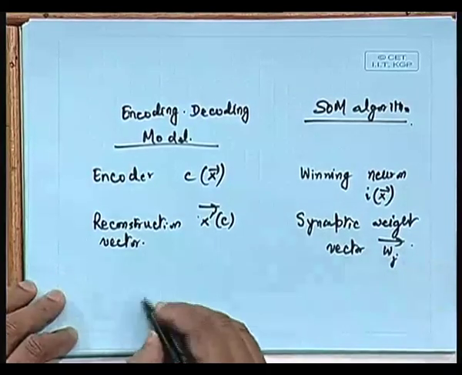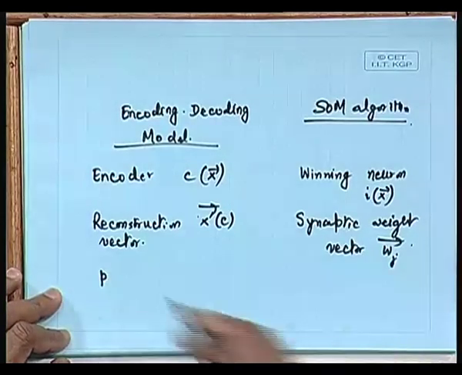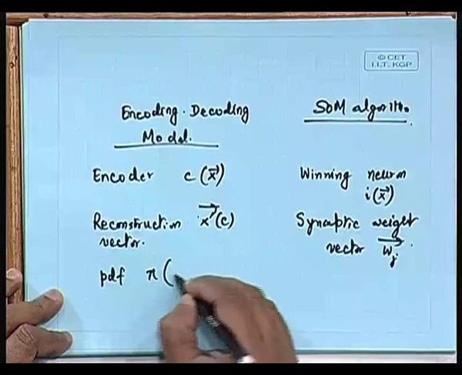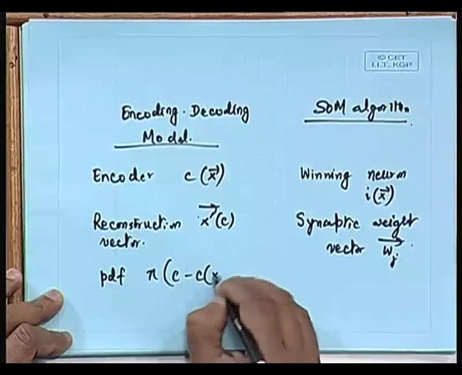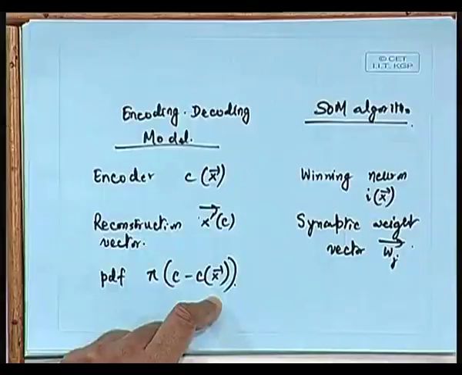Wj, and you see that I have also got, in the encoding decoding model where I had shown the noise term also, the probability density function pi of c minus c x vector. Okay. I had shown that. And what is its equivalent in the SOM algorithm? Neighborhood function, that is correct, because you see this c minus c x is something where we have got the noise built in.